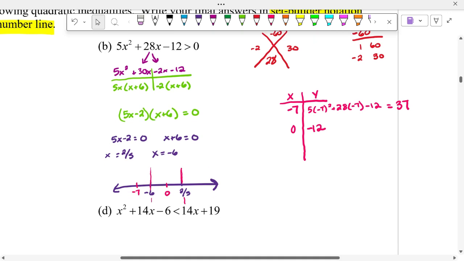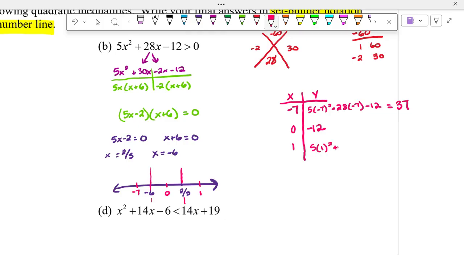And then lastly, I need one more number that's greater than 2/5. 1 is definitely the easiest. So if I plug in 5 times 1 squared plus 28 times 1 minus 12, what should I get? 21.